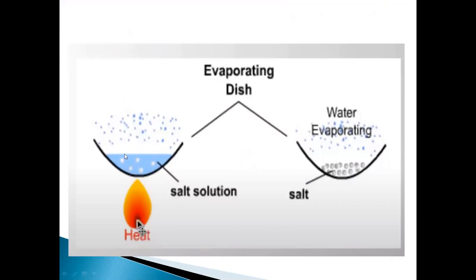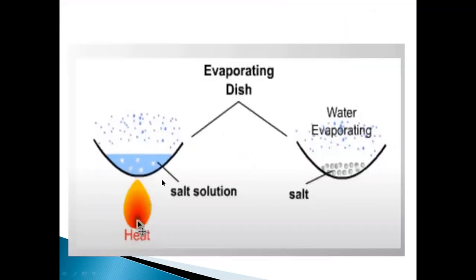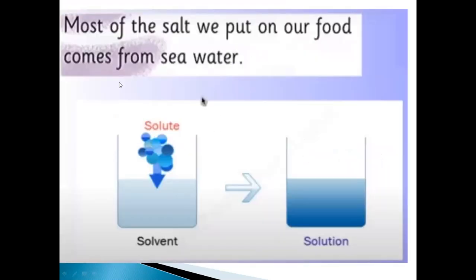So first of all, you know about solution, solute and solvent. Solute like salt or sugar, and solvent like water, and the solution is their mixture. So now this is the salt solution. When you heat it up, the water evaporates, and what remains there? The water evaporates, and the salt remains there. So the salt remains in the same place, and the water evaporates into the air because of heat. Most of the salt we put on our food comes from seawater, obviously.